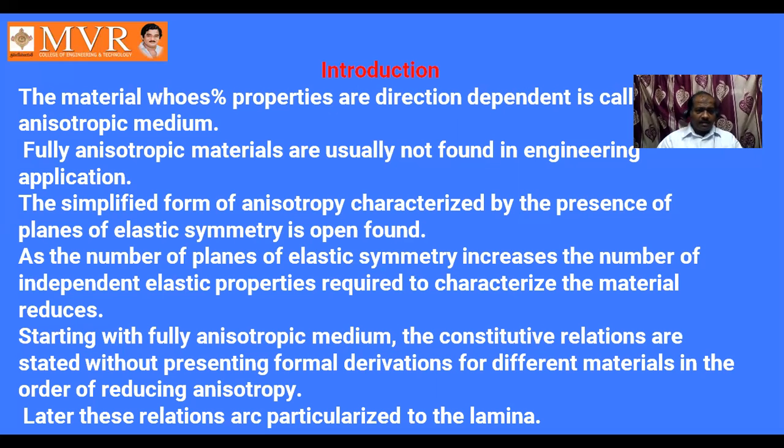Next, later these relations are particularized to the lamina. So what is a lamina? A lamina is a physical object having less thickness. If you observe this one, a number of planes are going to be acting on this object. This is one plane, another plane. So if the number of planes are increased and these are particularized to one, then that is going to be called a lamina.